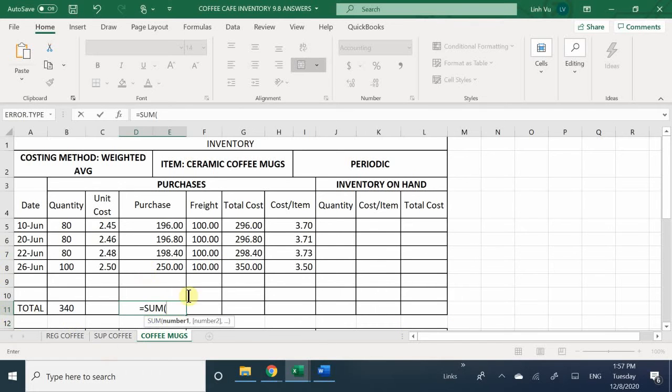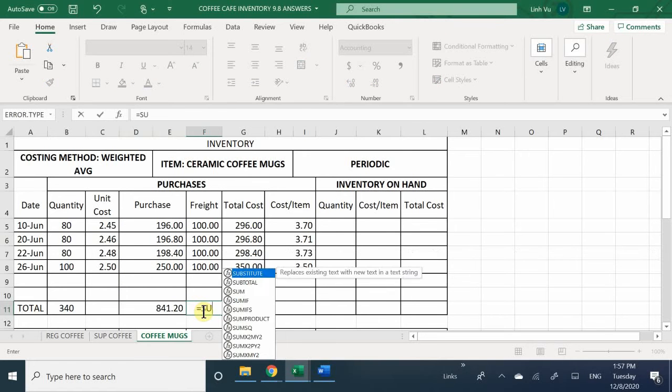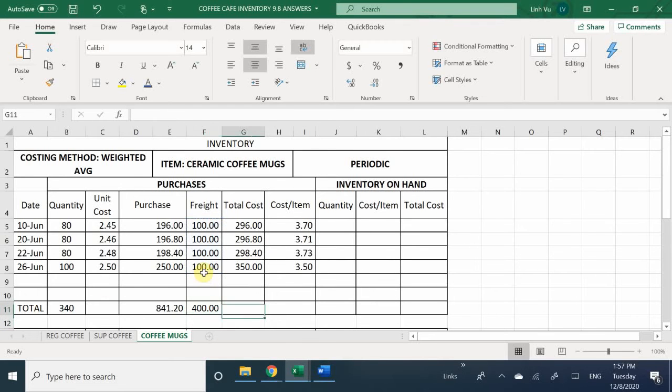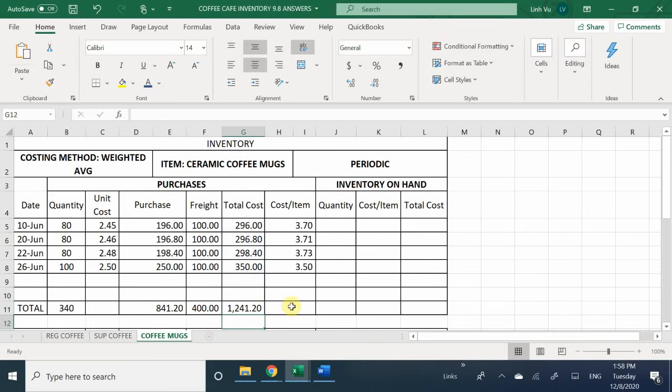What's your total purchases? $841.20. What is your total freight? Freight, 400. Oh, I did that backwards. And what is your total cost? Total cost is $1,241.20. Good. Now, let's look at this carefully again. How are we costing these cups? Let's see here. We're doing weighted average.